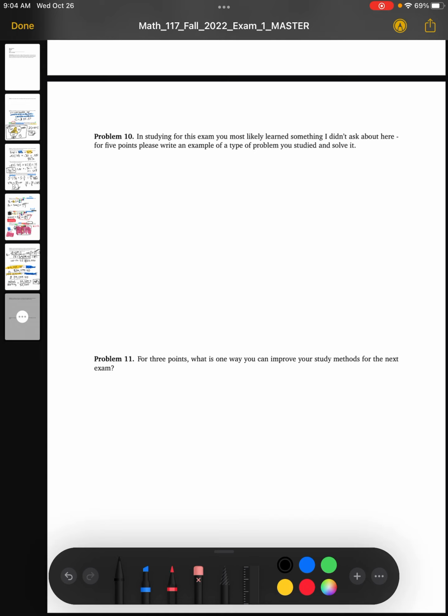Problem 11, I'm going to give you guys some tips that I think we can work on. So tip number 1 is homework. Most of these problems are straight from the homework. Some of them even have videos and how to solve them embedded in the homework. If you do them, see them, take notes on them, that's going to help you.